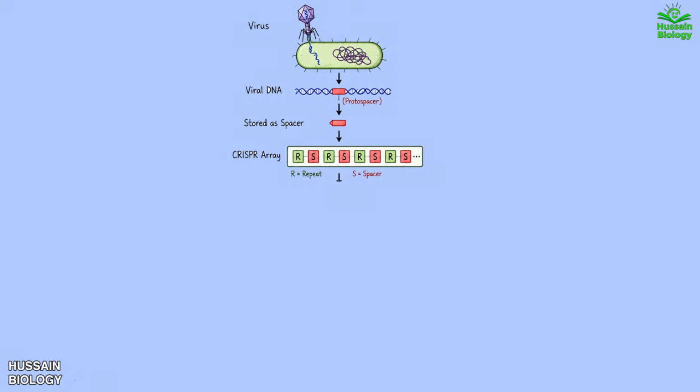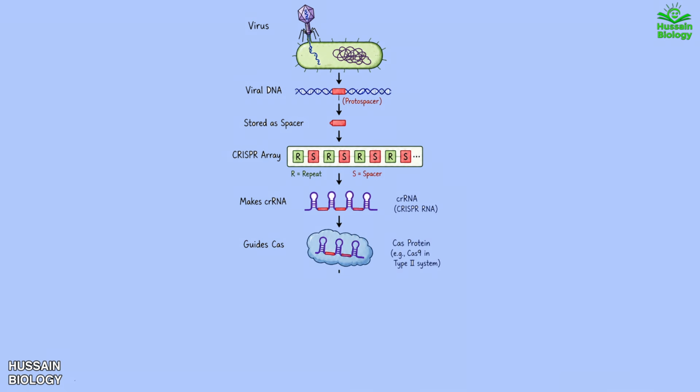So what happens next? The CRISPR array is transcribed, producing CRISPR RNA, or crRNA. And you can see this in the diagram. The CRISPR array gives rise to these RNA structures. This crRNA contains the sequence information that was originally obtained from the virus. Next, the crRNA associates with a Cas protein, such as Cas9 here. So now we have the Cas protein carrying this guide sequence that can help it to find the matching viral DNA. And this is where the real defense happens.